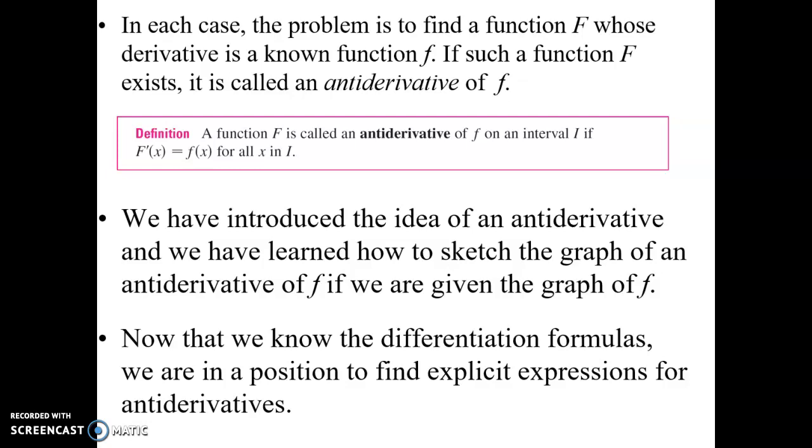So what we want to do now is find the formulas, knowing what we know about differentiation formulas, to be able to go backwards analytically or algebraically or from a function notation. How can we go backwards to this antiderivative function? Not just graphically, but also analytically or algebraically.